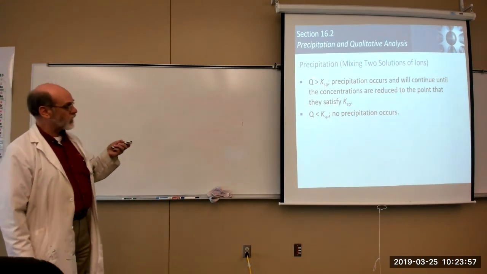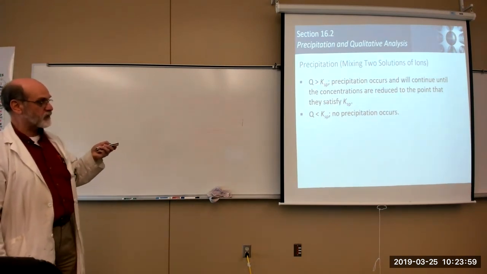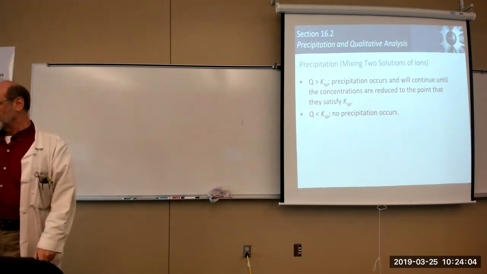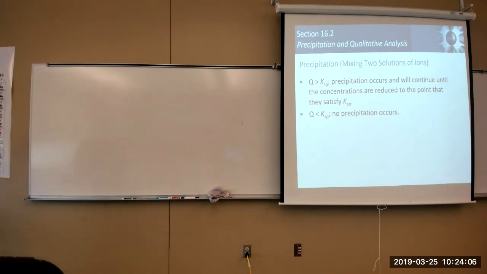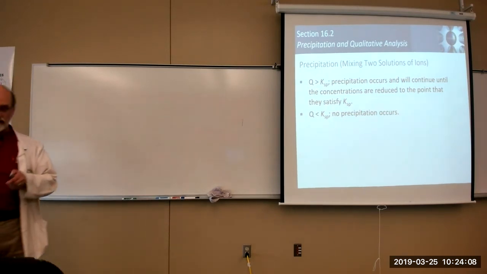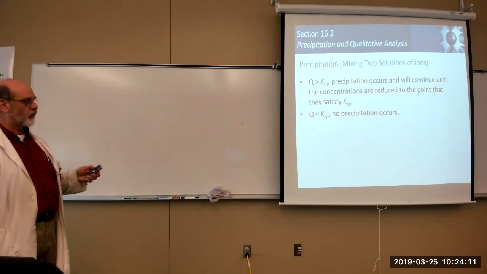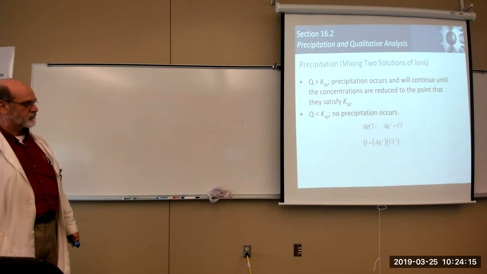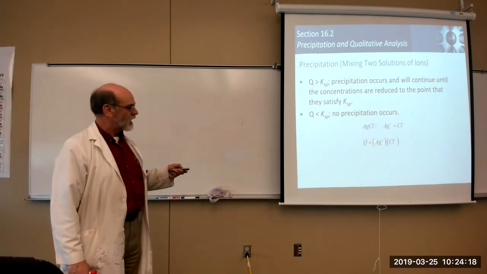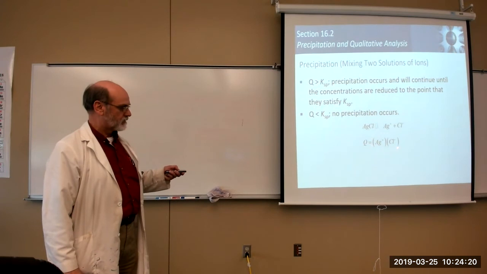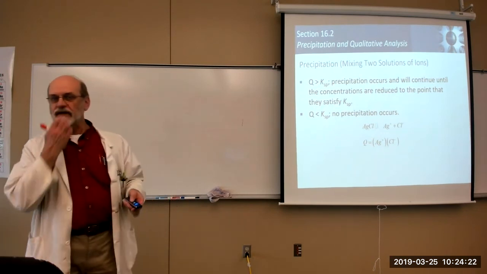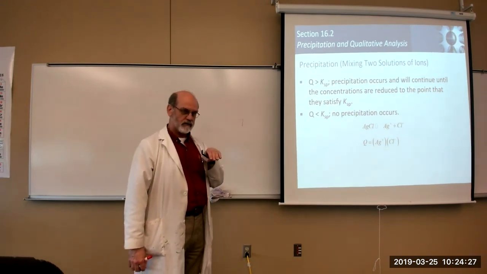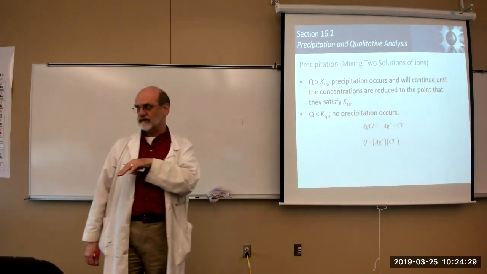So if Q is greater than KSP, you're going to get a precipitation. If Q is less than KSP, your solution is not saturated. It has to exceed KSP before you will get precipitation. And if Q is equal to KSP? Mathematically. But physically it's not, because Q is not equilibrium. K is equilibrium, Q is not.